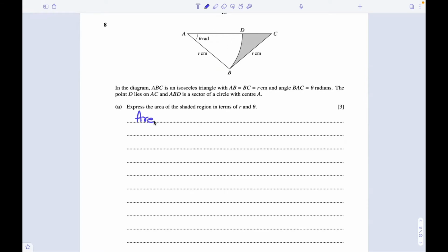So the area of the triangle ABC would be half ab sine C. We have the two lengths, which are R and R, and we need the angle between them. As these two lengths are equal, this angle would also be theta, which means that this angle would be 180 minus 2 theta. So the area would be half into R, which is R square, into sine of pi minus 2 theta.